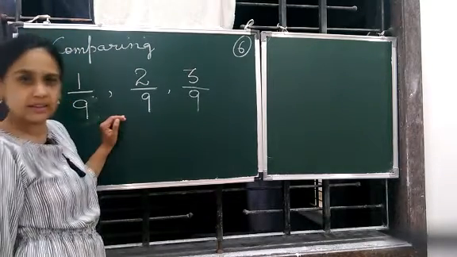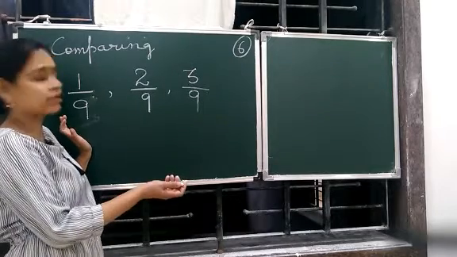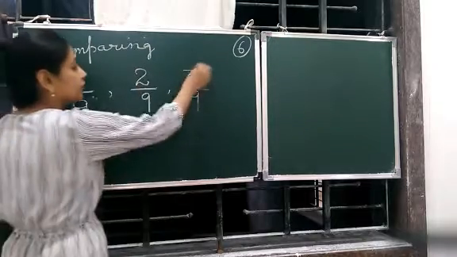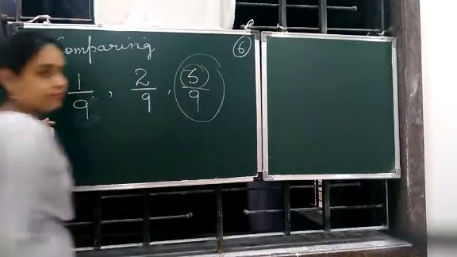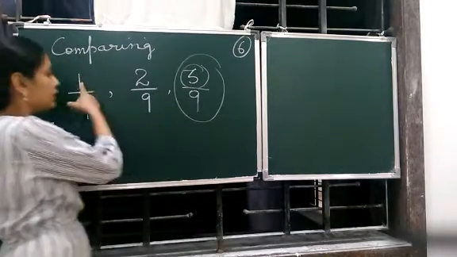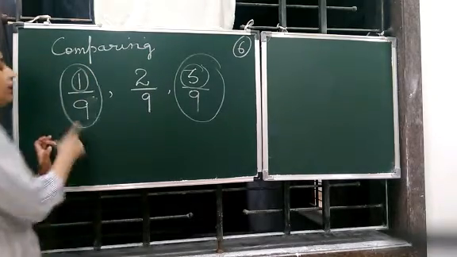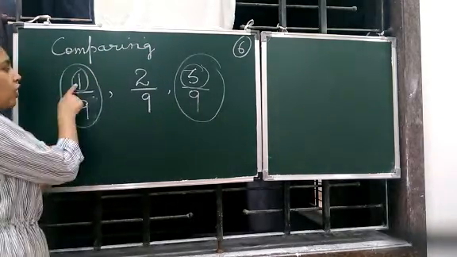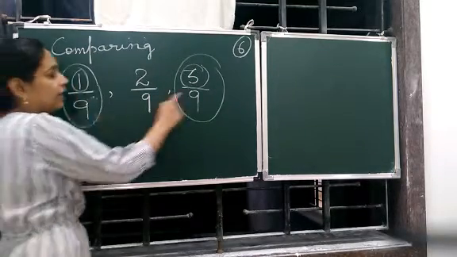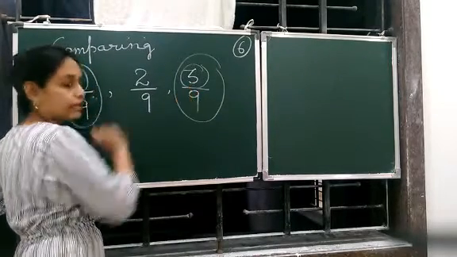So when the denominators are same, it is very simple to find out which fraction is greater by just comparing the numerators. The greater is the numerator, the greater is the fraction. The smaller is the numerator, the smaller is the fraction. Okay? So when the denominators are same, the fraction with the small numerator is considered smaller, and the fraction with the bigger numerator is considered bigger or greater, you can say.